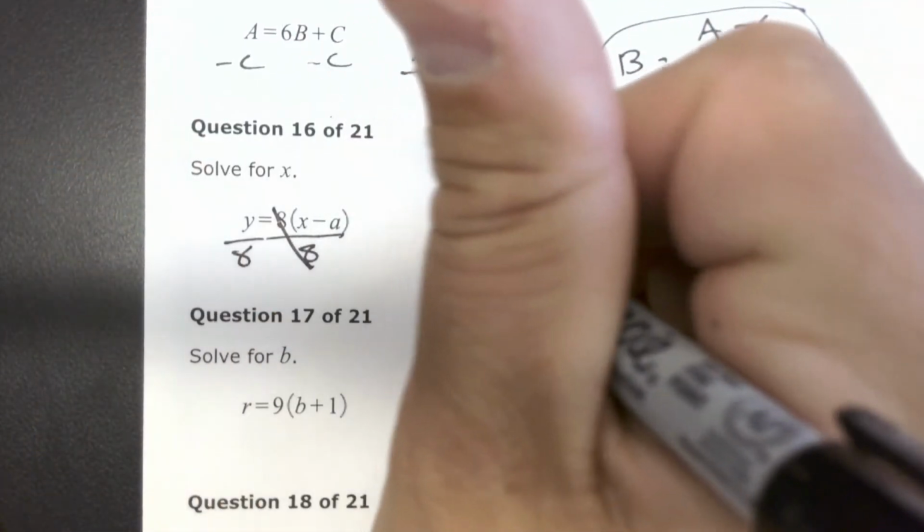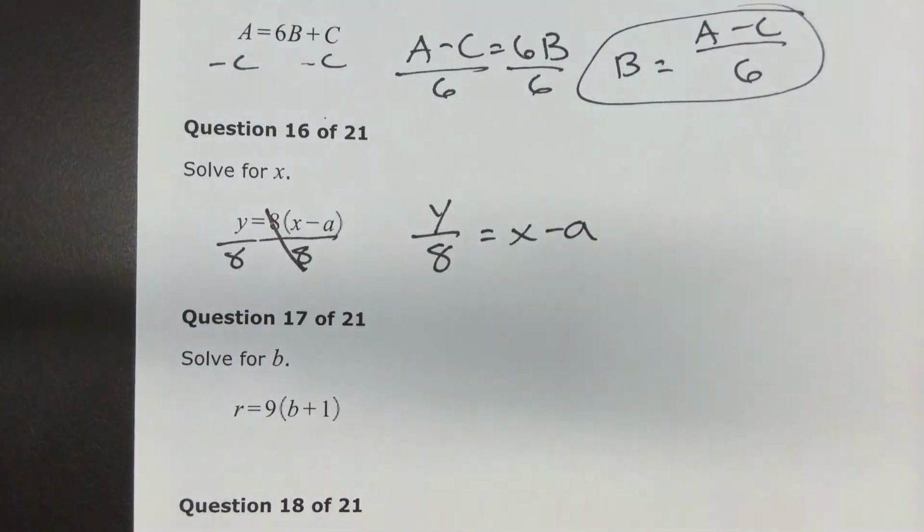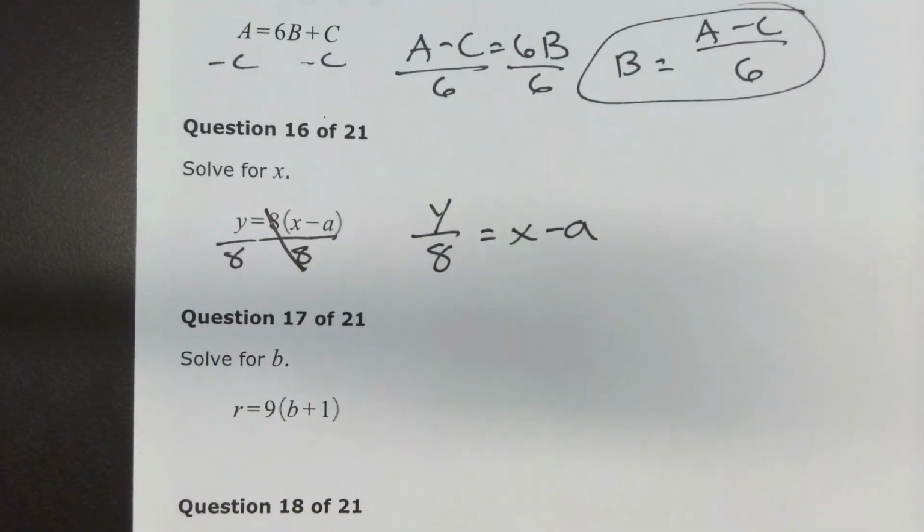Doing that gives us y over 8 equals x minus a. That's pretty. See how much easier that is now? So our instinct as math people is to distribute. You don't want to distribute there. Distributing makes that problem a lot harder.